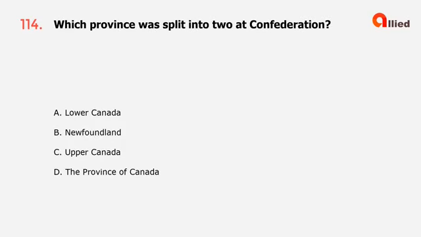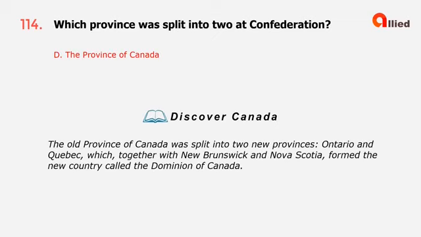Question 114. Which province was split into two at Confederation? A. Lower Canada. B. Newfoundland. C. Upper Canada. D. The Province of Canada. The answer is D. The Province of Canada.